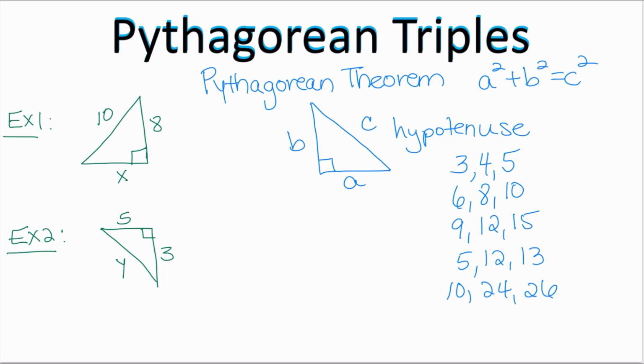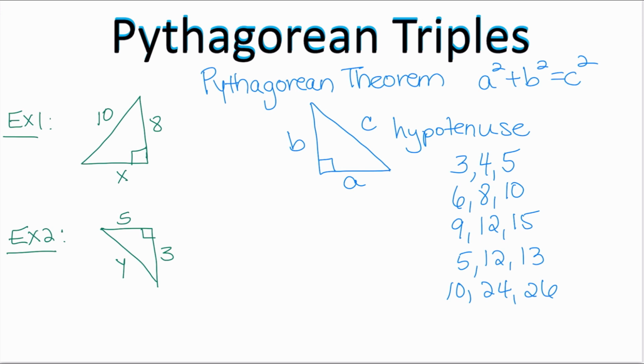In another video, we talked about what is a Pythagorean triple. In case you didn't see it or you need a refresher, a Pythagorean triple is basically just three numbers that are going to satisfy the Pythagorean theorem, a squared plus b squared equals c squared. I've written for you some of the most common Pythagorean triples that there are.